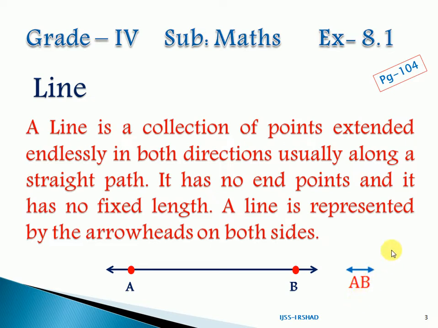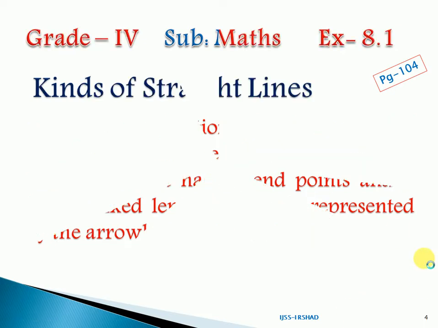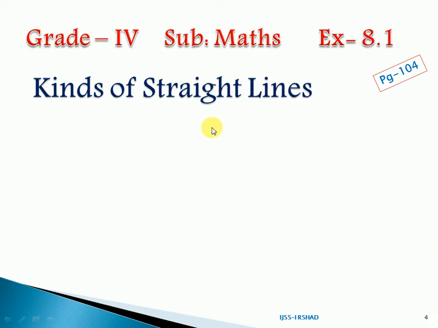Now we'll move to the next slide and we'll come to know the kinds of straight lines. This is a horizontal line. It is also called a sleeping line. You have seen it before, hopefully in grade 3. If we are drawing a line from left to right, it's called a horizontal straight line. So you can say here AB is a horizontal straight line.